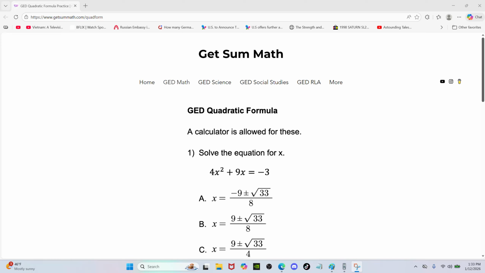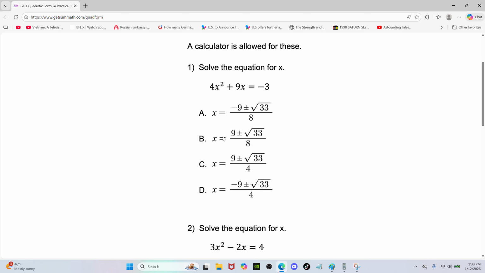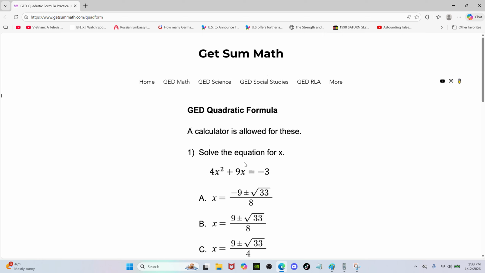And today I'm going to show you how to solve these types of problems with the quadratic formula. We're on Get Some Math's amazing website again, per usual. But you people have struggled with these types of problems. If you ever see something that looks like this with a fraction and a square root, it is likely going to be the quadratic formula. But I'm going to show you how to easily solve these problems today.